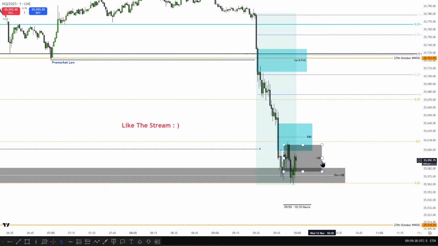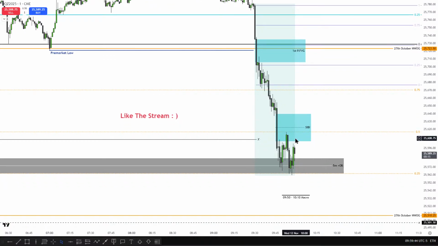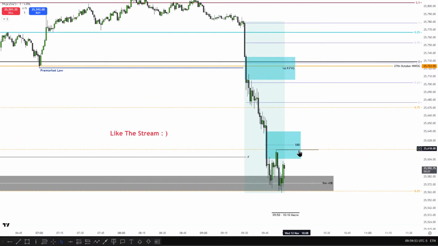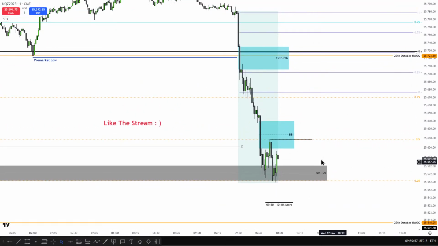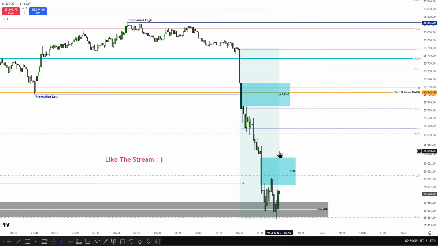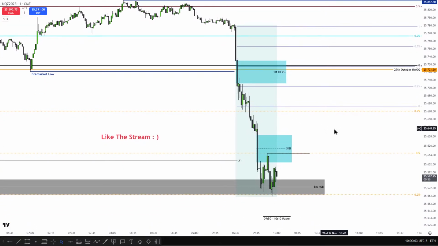So, yeah. I would like this to be a reversal though, don't get me wrong. I want to see this be a market structure shift, and then invert the SIBI. Use the 0.5 of the new week opening gap from the 27th of October as support, and then trade higher at least into the first presentation gap. We'll see.